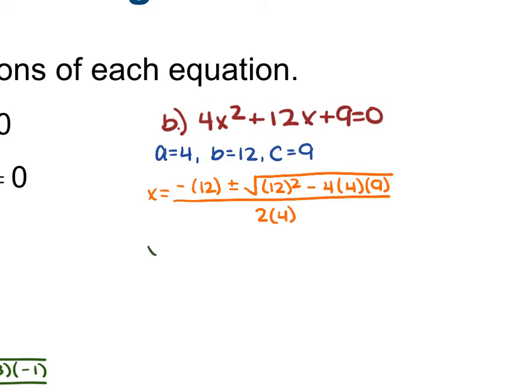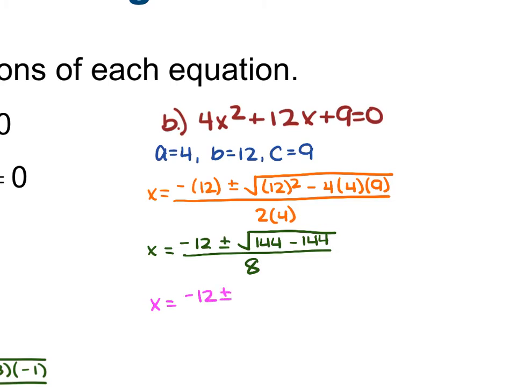The opposite of 12 is negative 12, plus or minus the square root of 12 squared, which is 144. You have negative 4 times 4, which is negative 16, times 9 is negative 144. And this is all over 2 times 4, which is 8. Your x is equal to negative 12 plus or minus the square root of 144 minus 144, which is the square root of 0, all over 8.